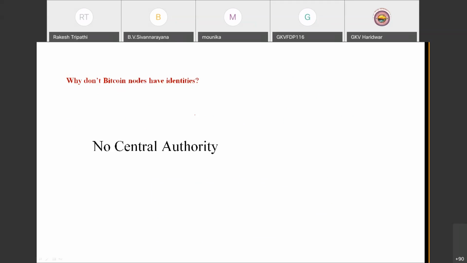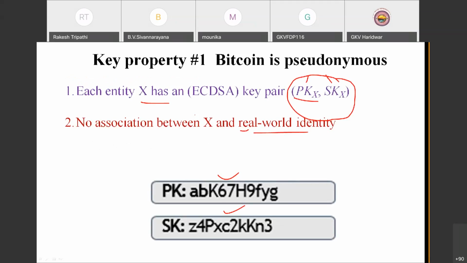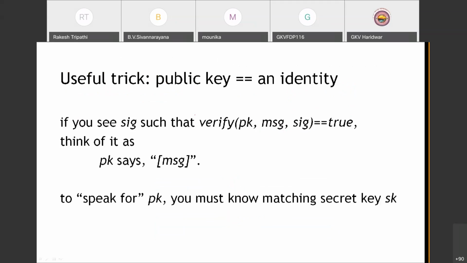Who will map this Rakesh to this public key address? So there's no central authority mapping our ID to this public key. And so what happens actually, our public key becomes identity in the Bitcoin framework. And what is public key? How do I understand public key? So see, there's a message. I'm signing that message, and with my public key, if this verification function gives you true, what it means? It means that this message was signed by someone who is having the private key corresponding to this public key.